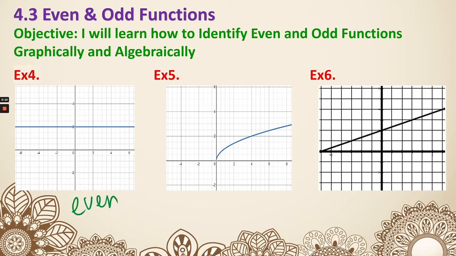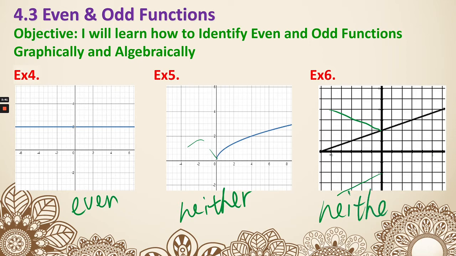Example 5, we don't even have anything on the left side, so it's clearly not even or odd, which means it's going to be neither. Example 6, we typically say the left side and the right side needs to be the same for even, or symmetric to the origin to be odd. In this case, if it's actually even, the graph needs to be like that. If it's actually odd, the graph needs to be like that. So clearly it's not any of them, which means neither.